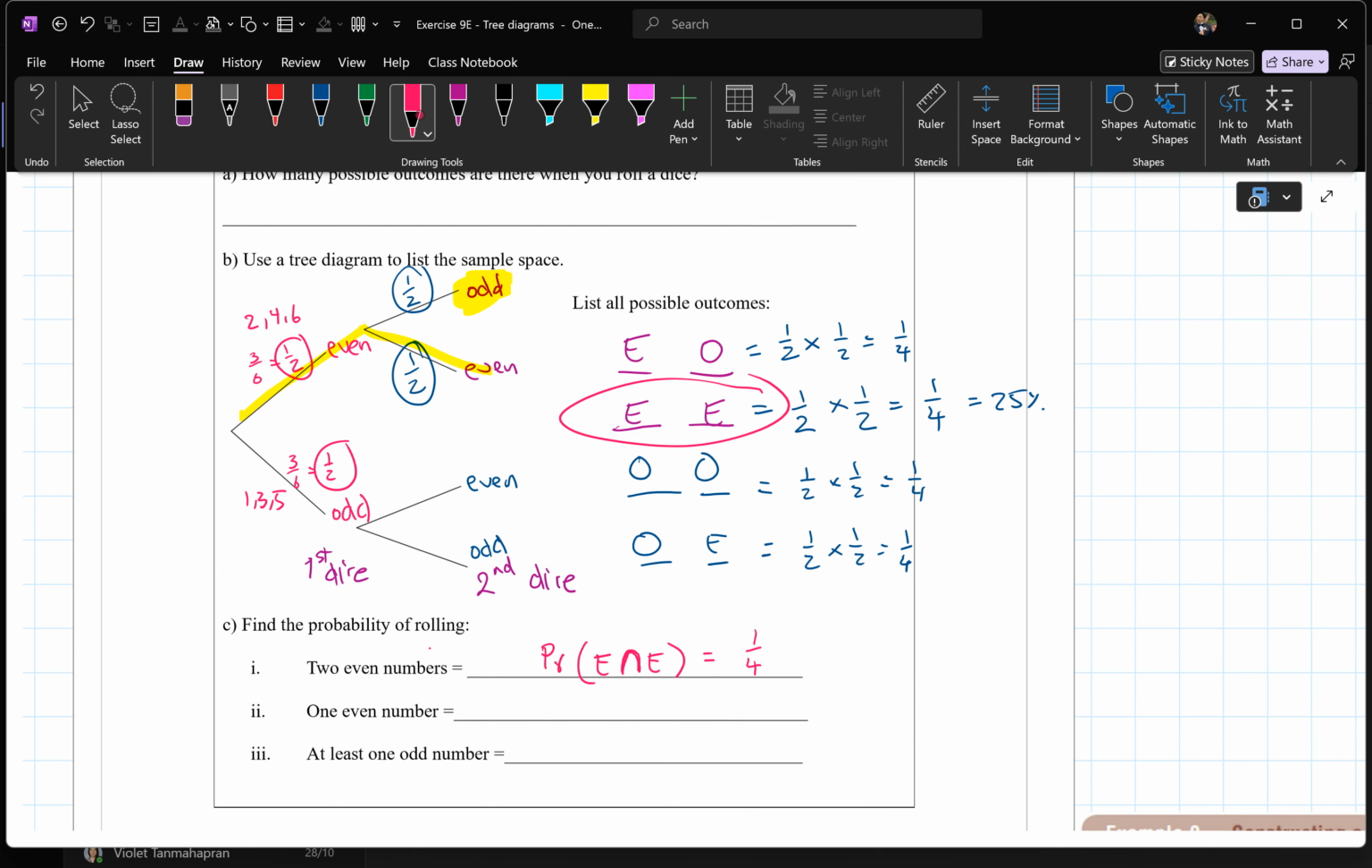Let's do the next one. What's the chance of picking or getting an option where you have one even number? So look at your list. How many of them have one even number?